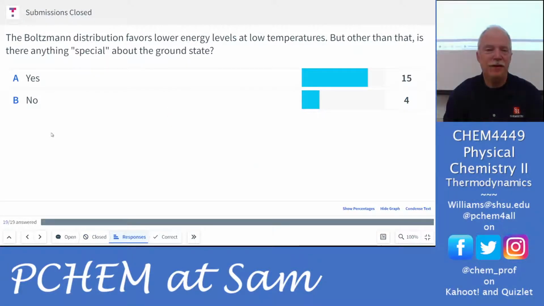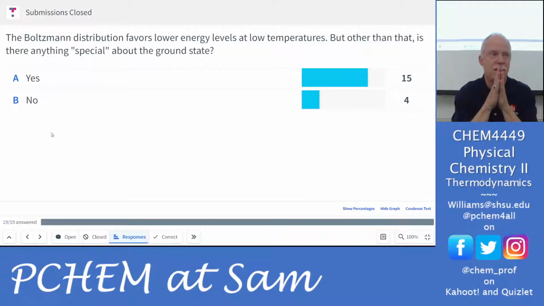So everybody thinks that the ground state is special. So let's discuss what is special about the ground state. We have 15 out of 19 who said the ground state is special. Go ahead, someone that thinks the ground state is special, give me a couple of reasons why you answered that way. So, your lowest energy level? It's your lowest energy level. So in that case, it's unique.